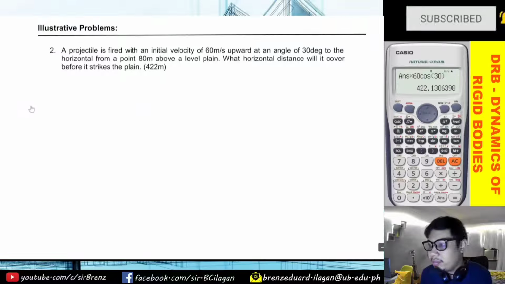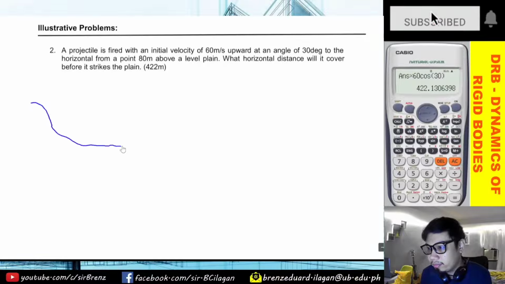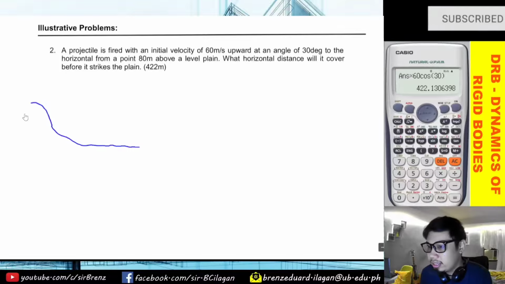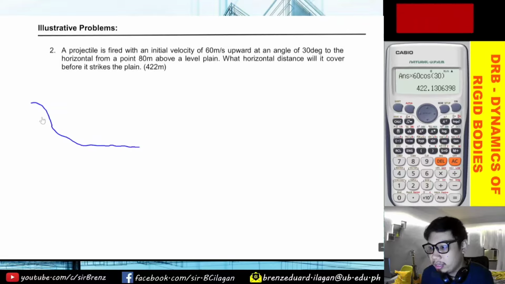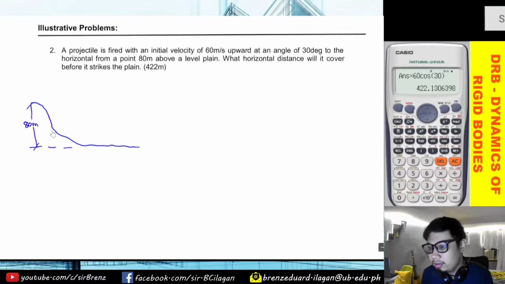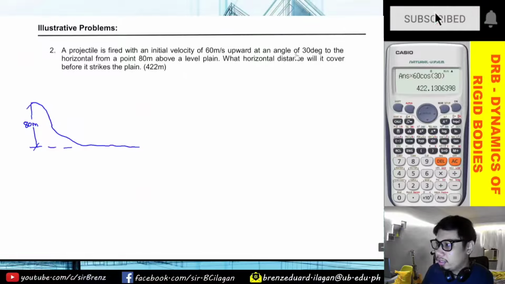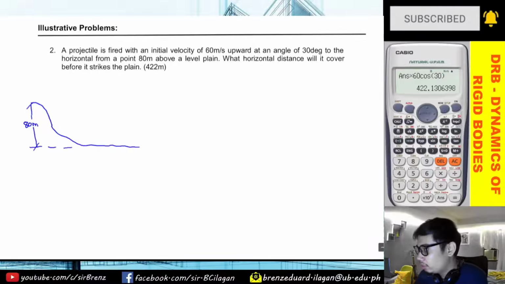So, ang sabi dyan, a projectile is fired. So, yung point kung saan ka nag-fire ng projectile is, sabi dyan, located 80 meter above a level plane. So, ang elevation niya dito, from this level plane, is equals to 80 meter. So, ang kanyang trajectory or yung angle niya is acting at 30 degrees with respect sa horizontal and traveling with an initial velocity of 60 meter per second.